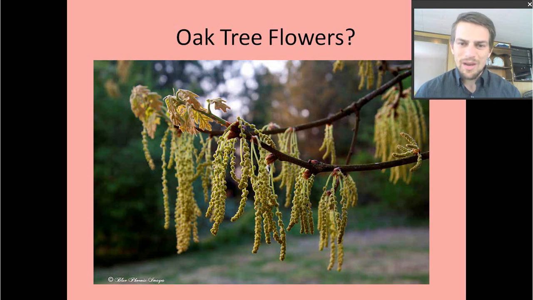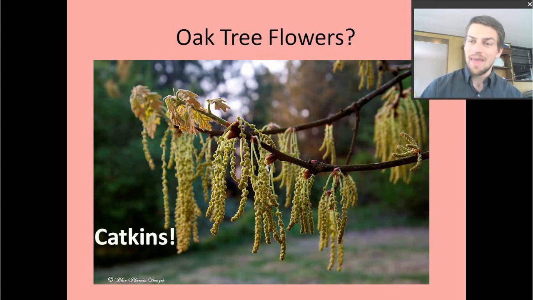See those little strands hanging down? They almost look like a little kitten tail or something coming down. They look kind of fuzzy maybe. Those are the flowers of the oak tree. And there are a lot of trees that have flowers that look like this, and they get a special name, and those names are catkins.